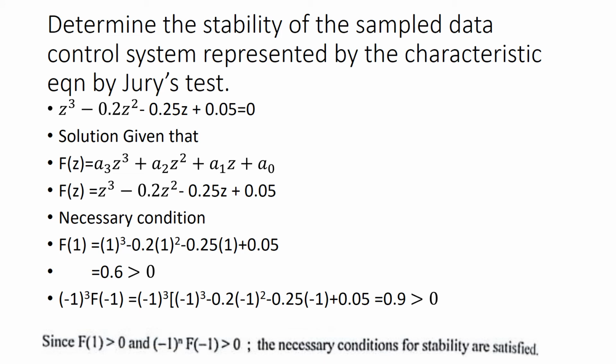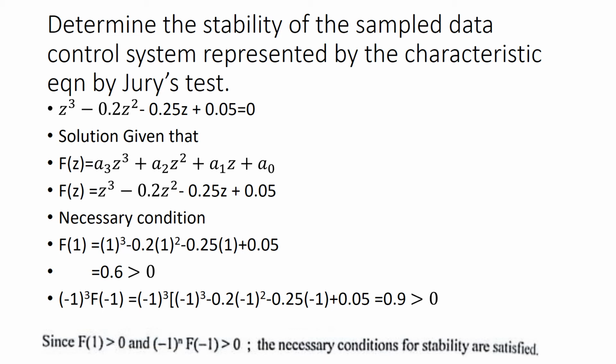In this problem, you have to determine the stability of the sampled data control system by Jury's test. You are given the equation z cube minus 0.2 z square minus 0.25 z plus 0.05 equal to 0. Okay, so this is your f of z. You are considering the given equation as f of z.